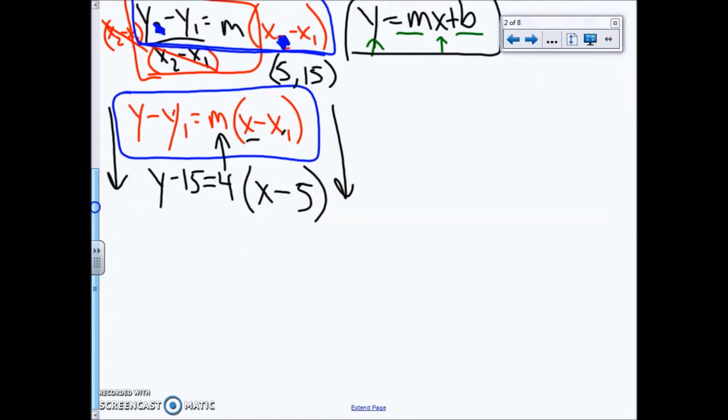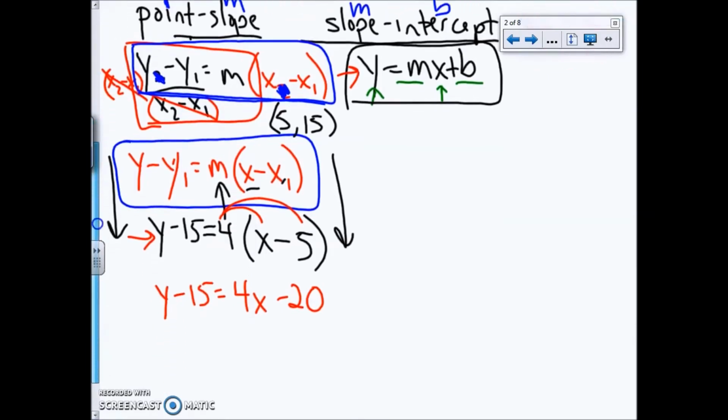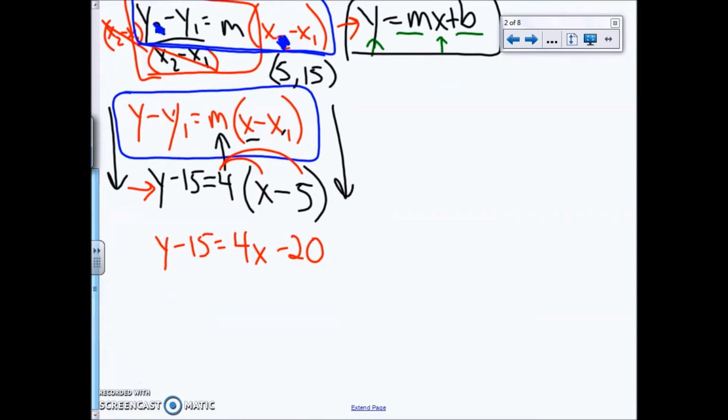Well, first we distribute 4, good. And then you have y minus 15 equals 4x minus 20, very good. Now what? One more thing to do. What's the difference between this form here and this form here? What do we have, y all by itself? So what's the last thing I need to do, Allie? You need to add 20 or 15. Right, add 15 to both sides. You could add 20 to both sides, that wouldn't be wrong, but we just want to make sure that we're isolating this y.